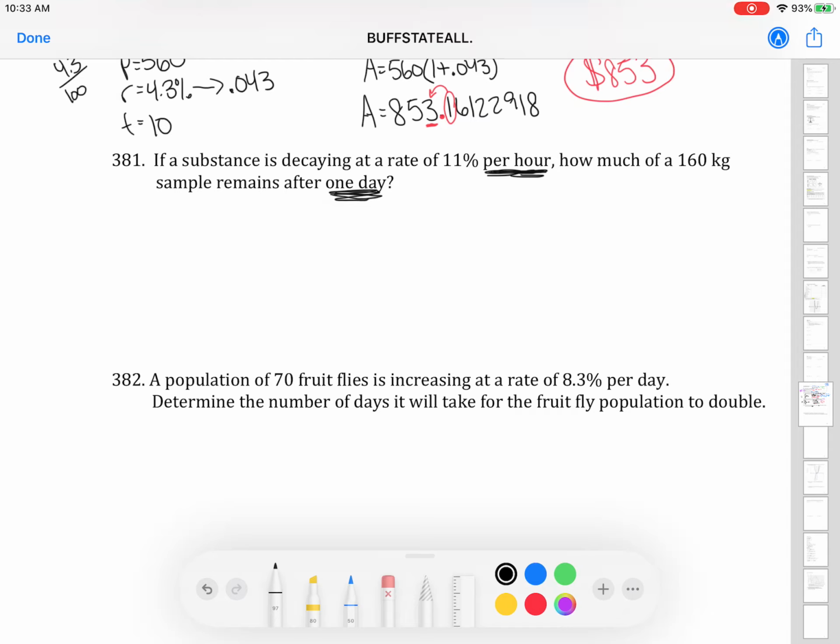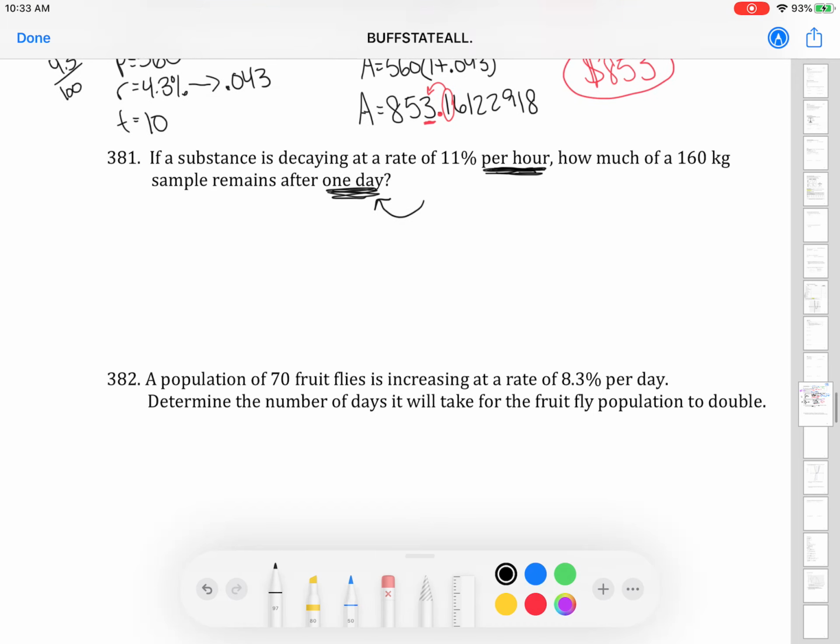You can't really change the rate percentage that's happening per hour. You want to leave that 11% alone. This is what we want to convert, and we want to convert it to match this. So we want to convert that 1 day to match the rate per hour. How many hours are in 1 day? 24 hours. So it's really one little extra step, but you're going to be plugging in 24 instead of 1 because you need your units to match.